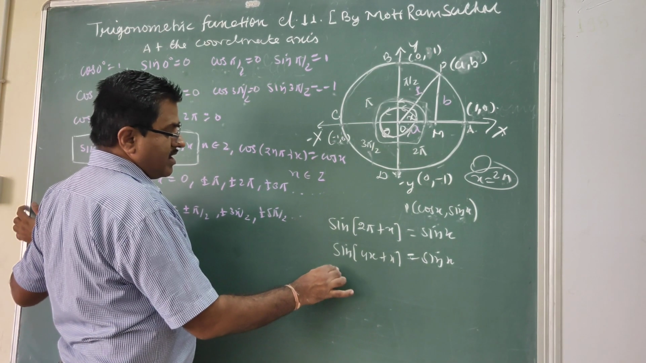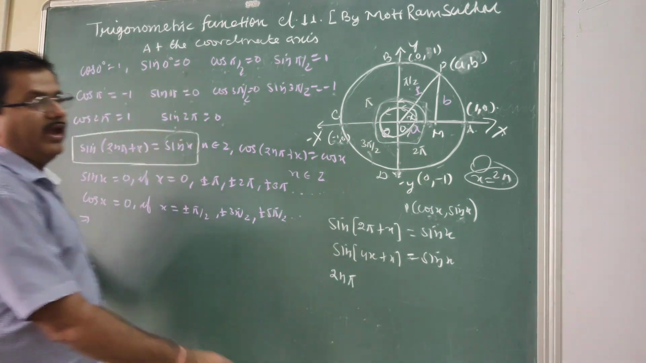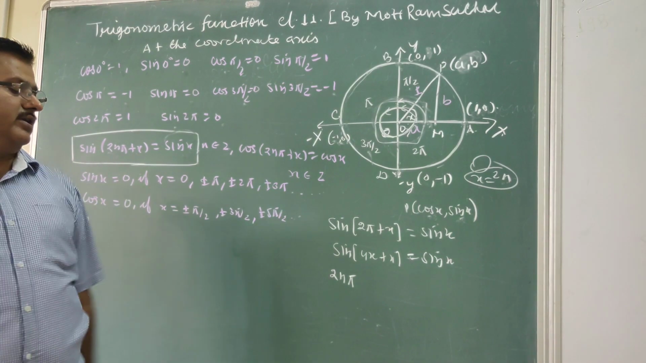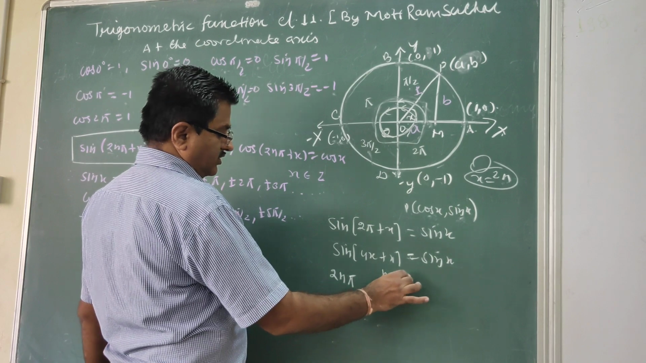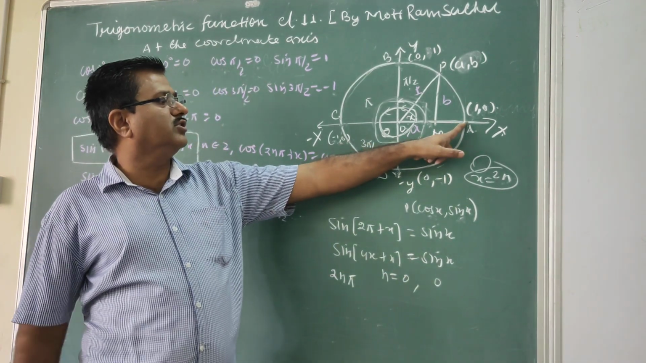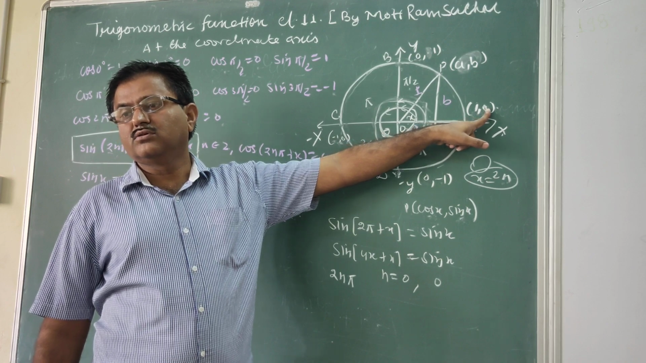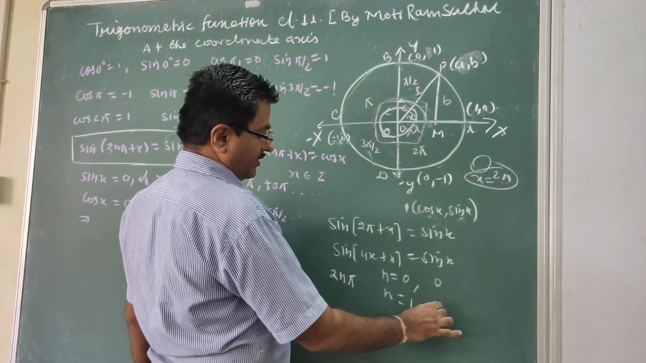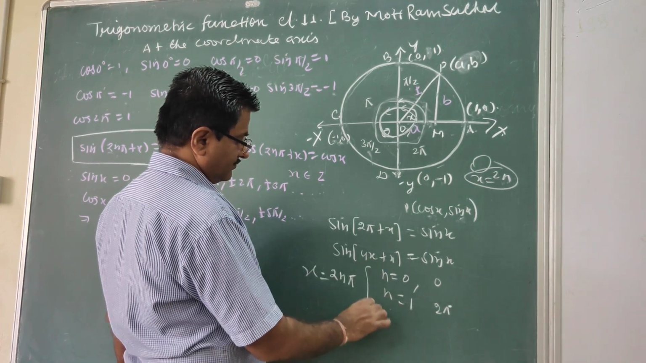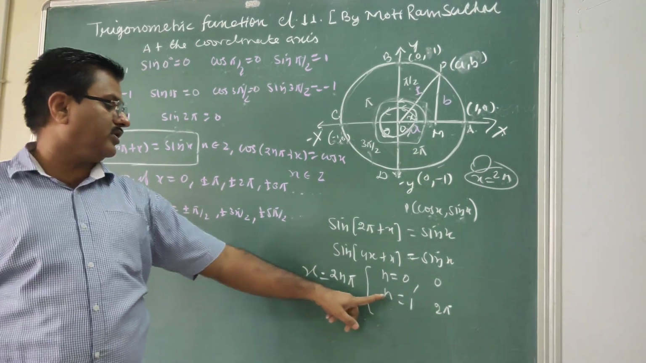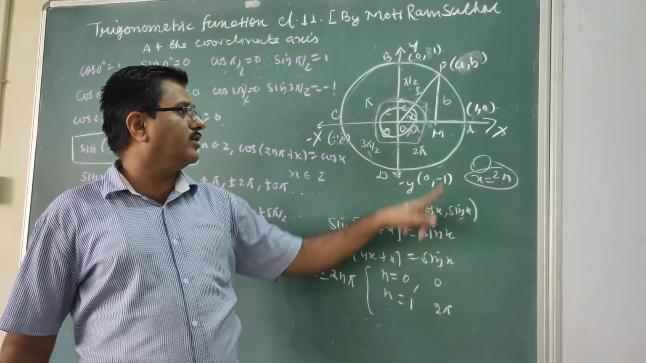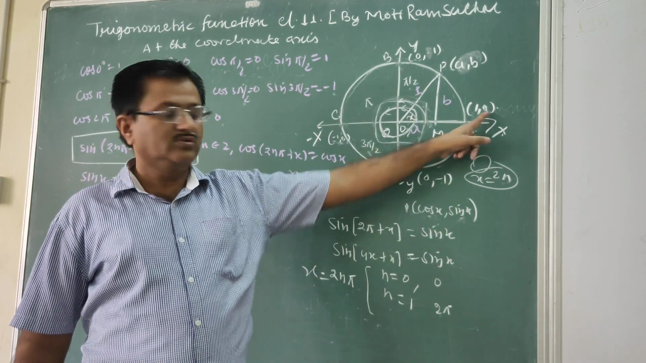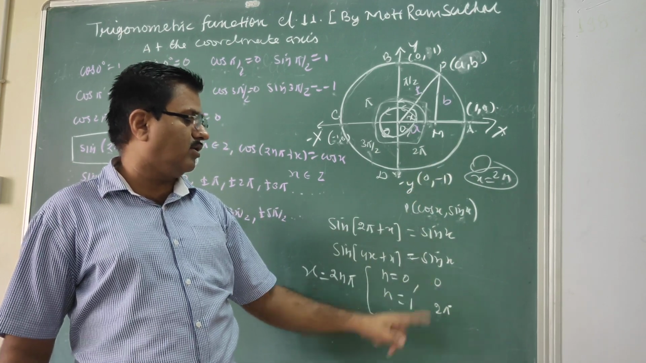Why do we write 2n pi? Here n may be any integer, n belongs to the integers. If you put n equal to 0, then it is 0, so sin 0 value will be 0. Clear? If you put n equal to 1, then x equal to 2n pi is 2 pi. After 2 pi it completes one round. So sin 0 is 0, sin 2 pi is also 0.